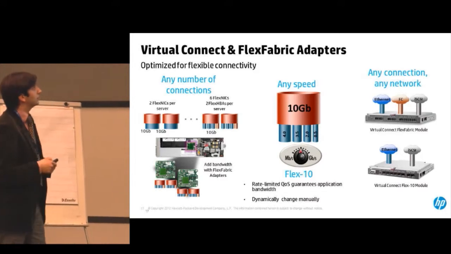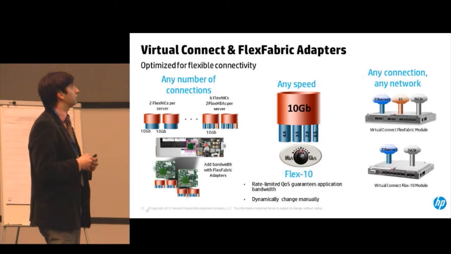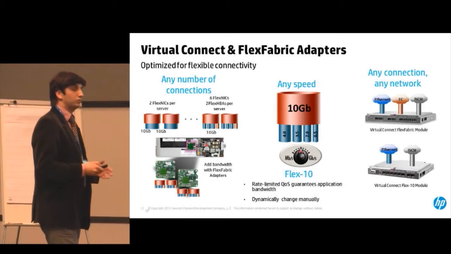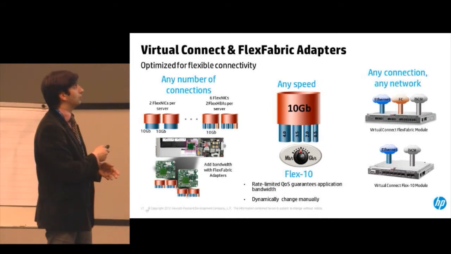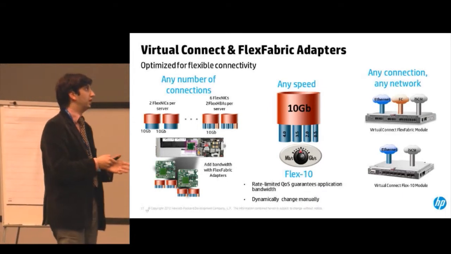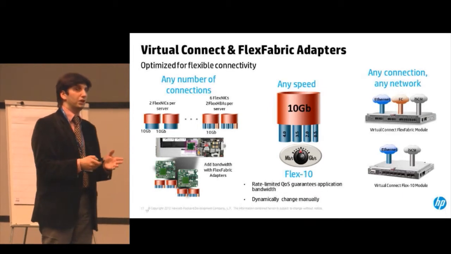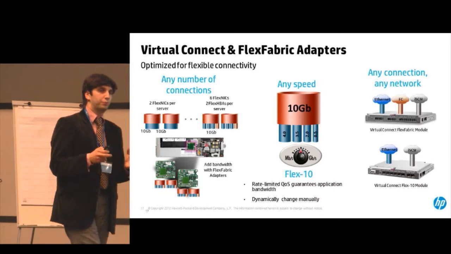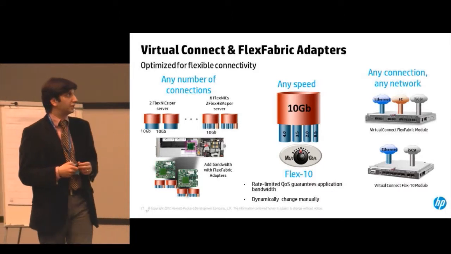So that's how the configuration might look like. Whatever way you want to use it, do you want to utilize each port as a single connection, or you want to go all the way max to 6 Flex NICs and 2 Flex HBAs? And if the default ports are still not enough, you can add up to 2 more Flex Fabric adapters per server to bring the total bandwidth up to 60 gigabits per second.